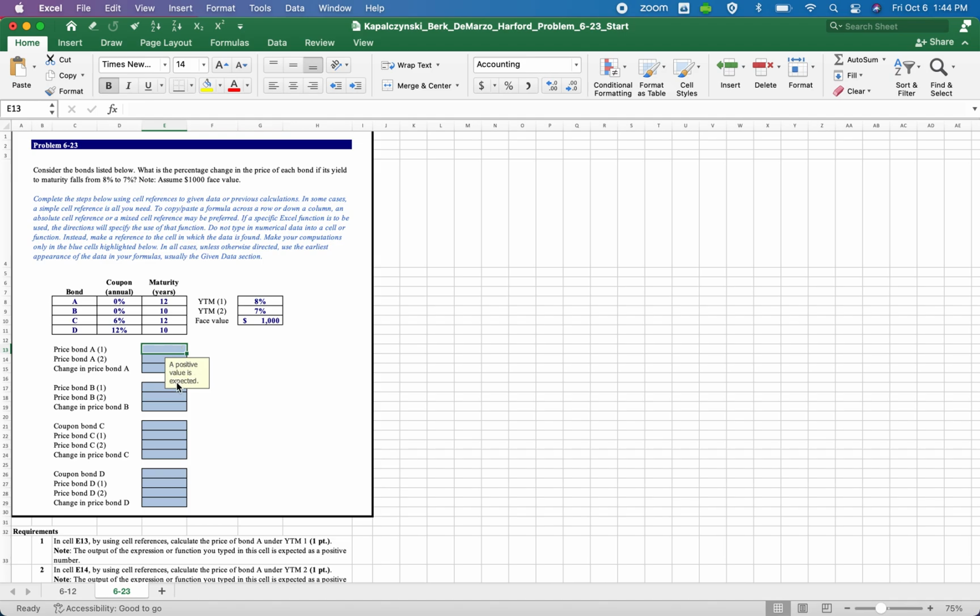We have a tip here, a comment: a positive value is expected. So we're going to start with equals negative present value. My rate is going to be my YTM. And your bonds have these tips here. Price of bond A number 1, price of bond A number 2. Number 1 corresponds to YTM 1, number 2 corresponds to YTM 2. So I'm going to put rate 1. My nper is going to be my maturity.